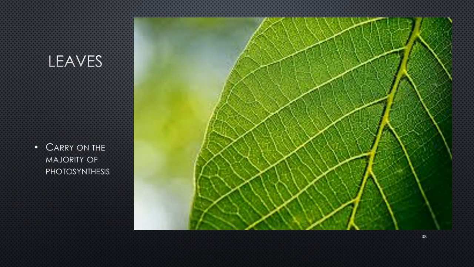Okay, the last thing we're going to talk about is leaves. We've talked about the root system, and we've talked about the stems, which are part of the shoot system, and the other part of our shoot system is the leaves. So let's get into that. This is where the majority of photosynthesis takes place.